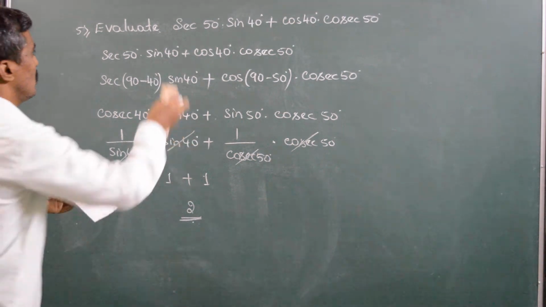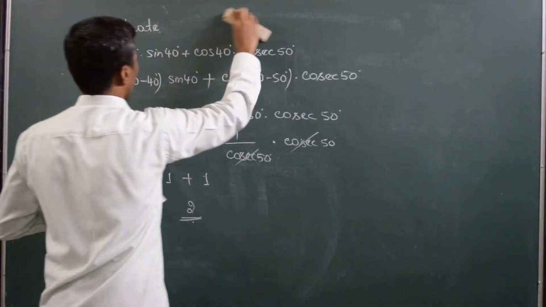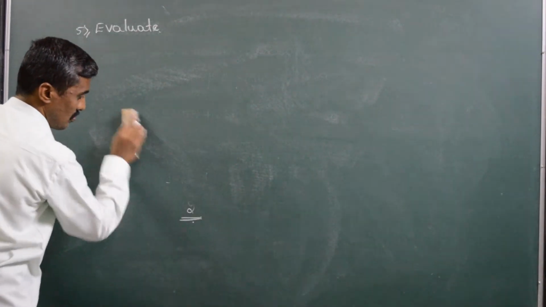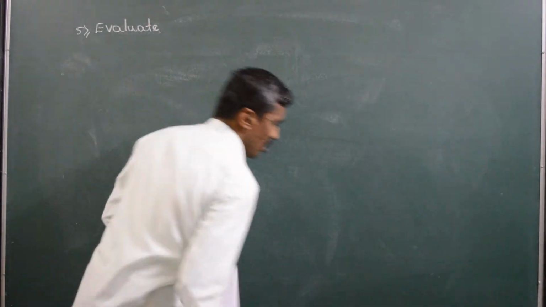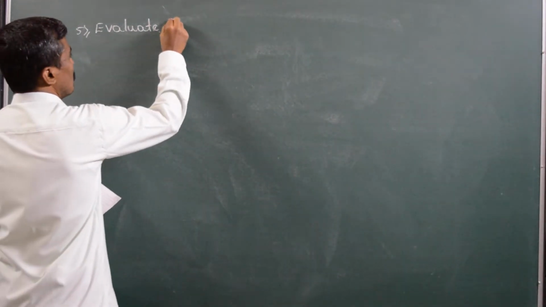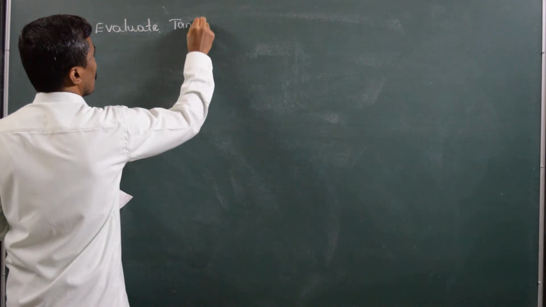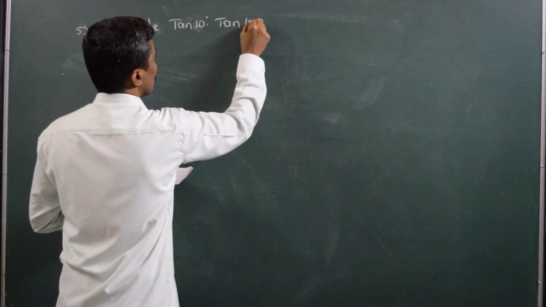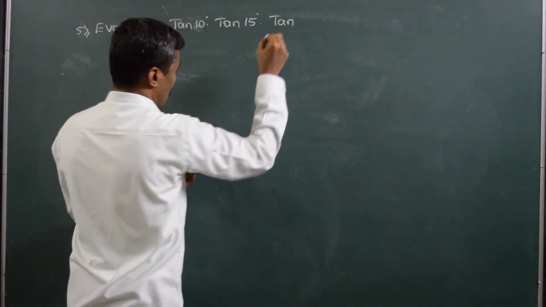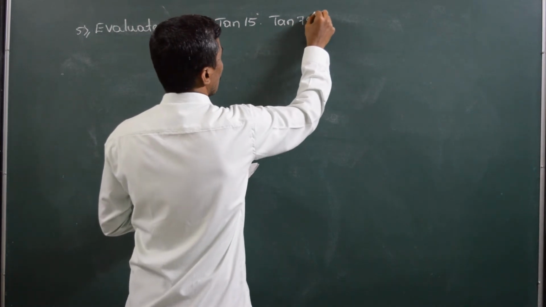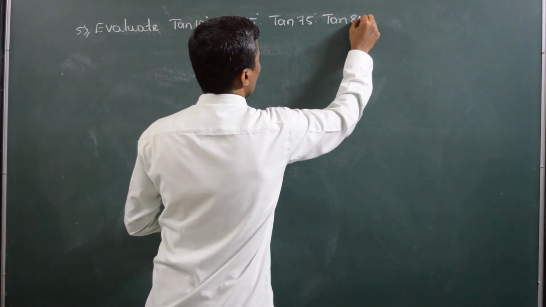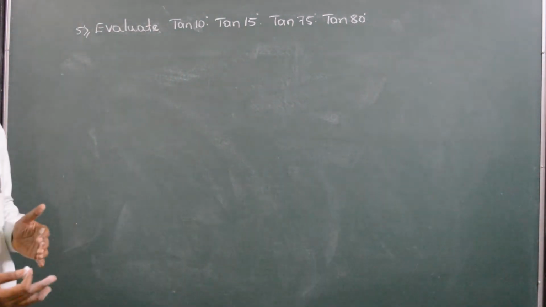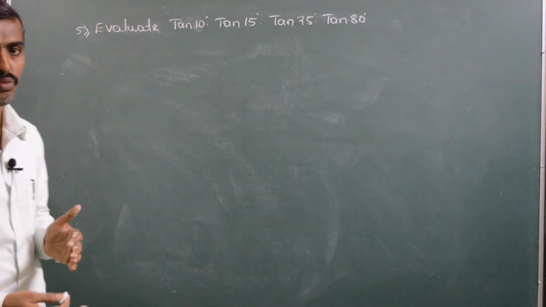Once again, evaluate tan 10 degree into tan 15 degree into tan 75 degree into tan 80 degree. So here there are 4 terms. Between the 4 terms the operation is multiplication, so therefore there is no group here.